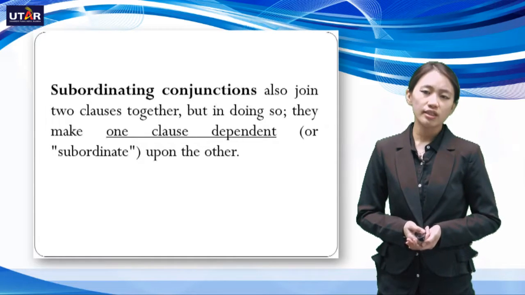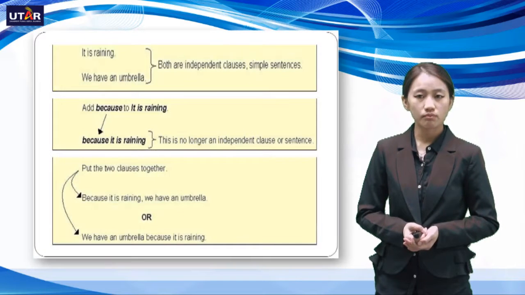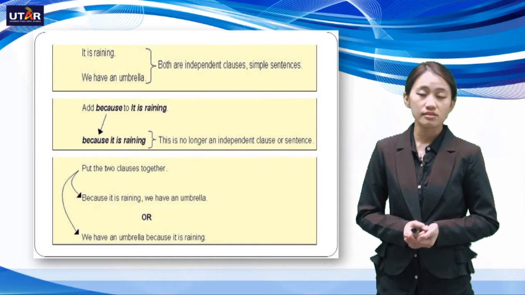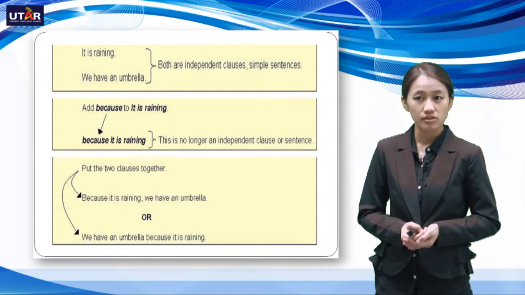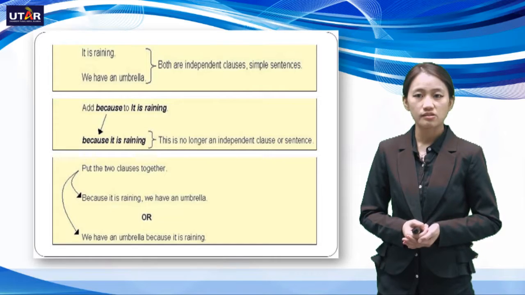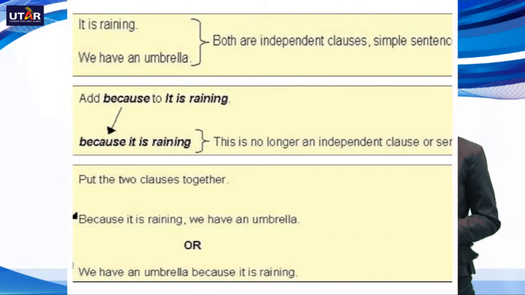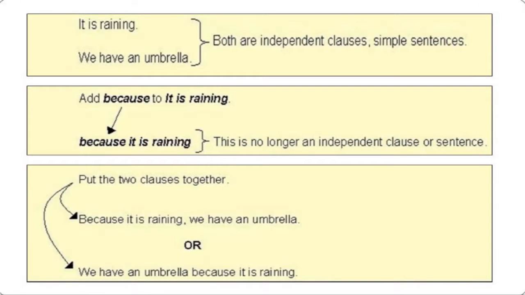So the example here: it is raining. We have an umbrella. So both of these sentences are considered independent clauses. They're basically simple sentences. As you can see, it is raining. It is your subject. Is is your be verb followed by raining. In this case, we have an umbrella. We would be the subject, have would be the verb, and umbrella would be your object. So if you look at it in terms of grammar, it is a simple sentence.